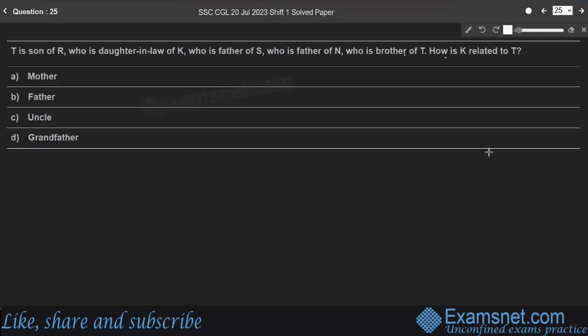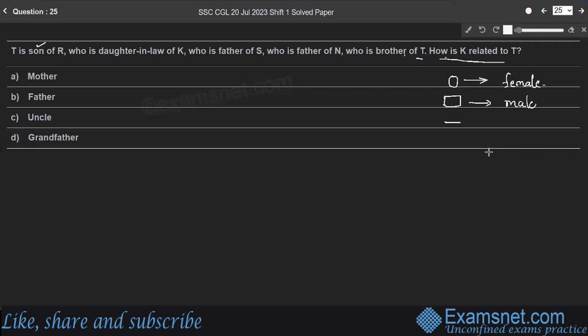Question 25. T is son of R, who is daughter-in-law of K, who is father of S, who is father of N, who is brother of T. Then how is K related to T? So students, let's make a family tree using some symbols to represent these relationships. Let's make a circular symbol for all females, and a square or rectangular symbol for all males.